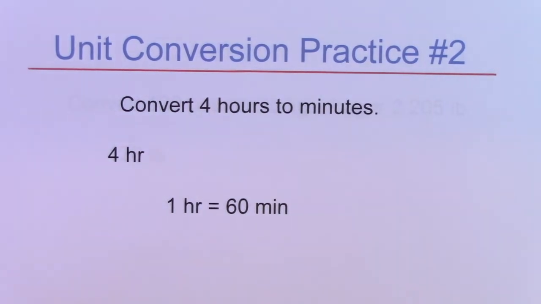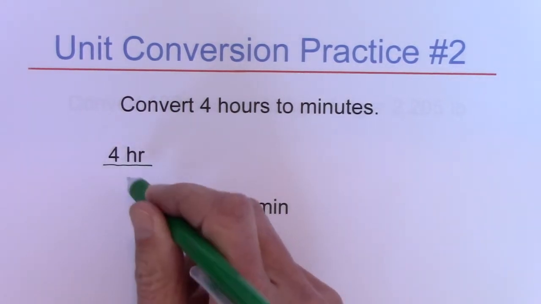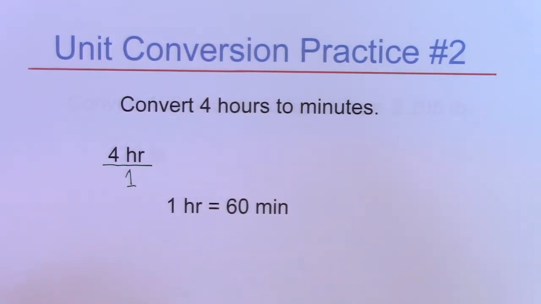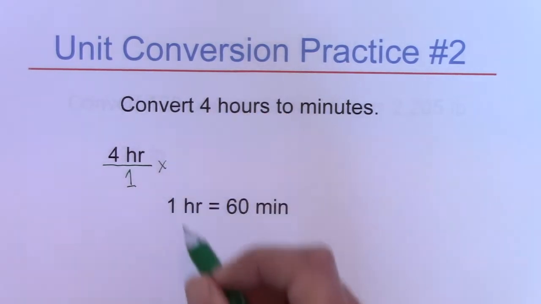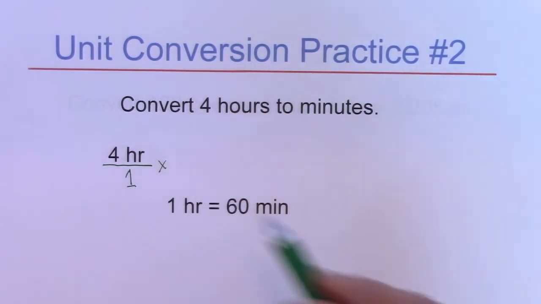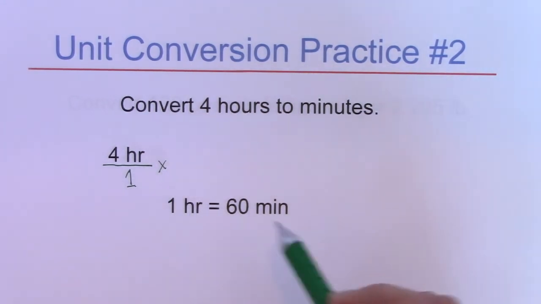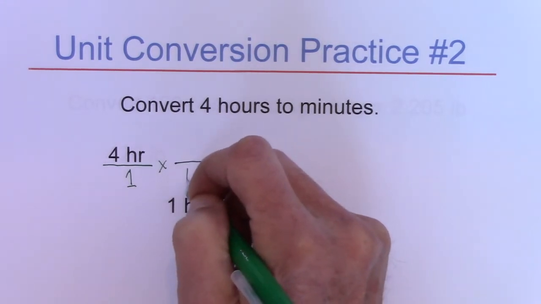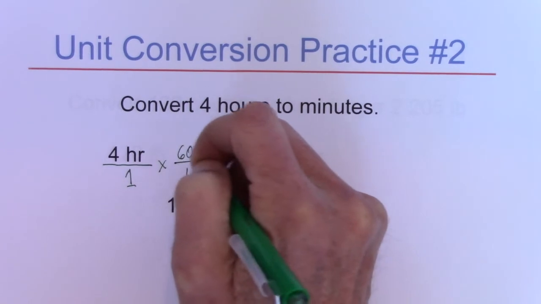Another problem. Here we have convert 4 hours to minutes. Well, in order to make things a little easier, I'm going to represent this 4 hours as 4 hours divided by 1. We learned earlier that we can divide any number by 1 and it doesn't change the number. The reason I'm doing this is to make it very clear what numbers are in the numerator and which are in the denominator. So let's say we need to cancel out the hours and convert it to minutes. So we're going to have to put the hours in the denominator, 1 hour, and the minutes in the numerator, 60 minutes.